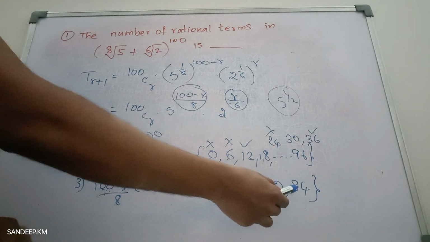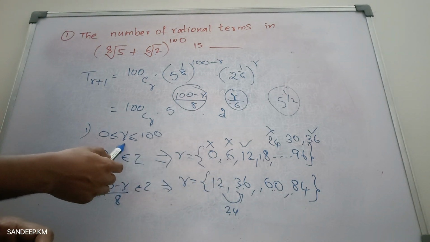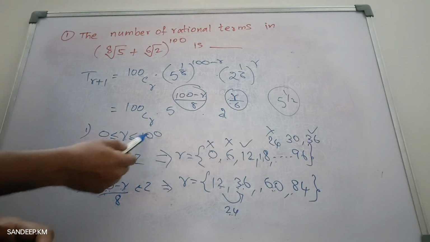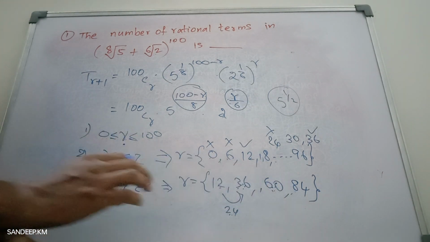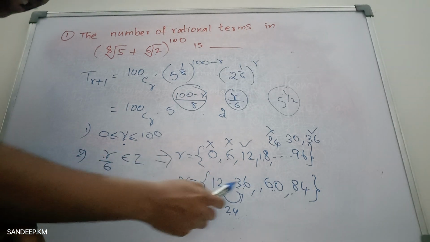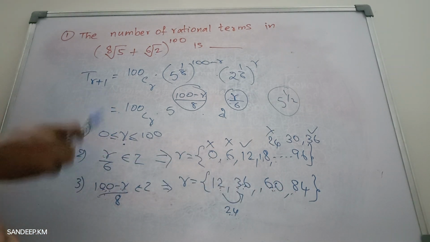Because 84 plus 24 is 108, and 108 is not an accepted value of r. The r value should be less than or equal to 100. That's it. Only these four values of r. Only for these four values of r, the general term will be a rational term.